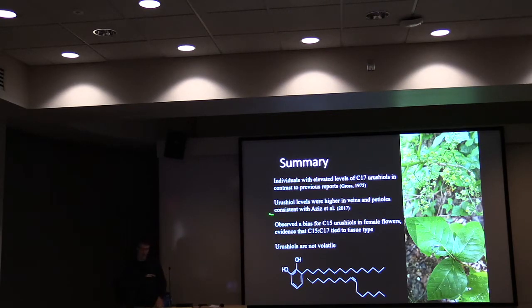Consistent with some of the things that we'd seen before, urushiols tend to accumulate within the leaves in the vascular tissue. That's very similar to what we think we're seeing in stems of young seedlings. This is more preliminary, but there seems to be some sort of bias for C15 urushiols in the female flowers, and as I mentioned, it'd be very interesting to track that relationship, as we know the C15s are also much higher in seedlings as well. And lastly, urushiols are not volatile.